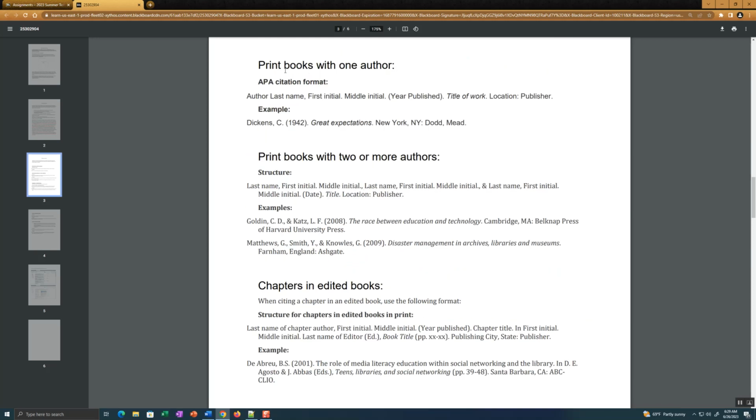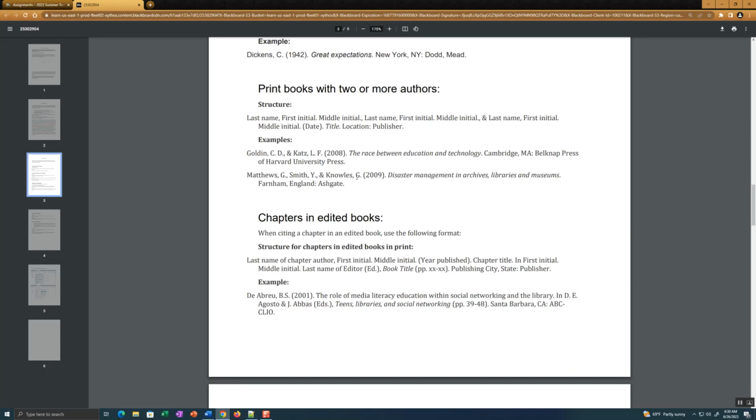If it's a book with one author, you're going to cite it like this. This is Charles Dickens' Great Expectations. Obviously, you're not going to cite Great Expectations for a psychology paper, but it would look like this. Dickens C, year of publication. So last name, first initial, year in parentheses, period, the title of the book in italics, period, and the place of publication and the publication company.